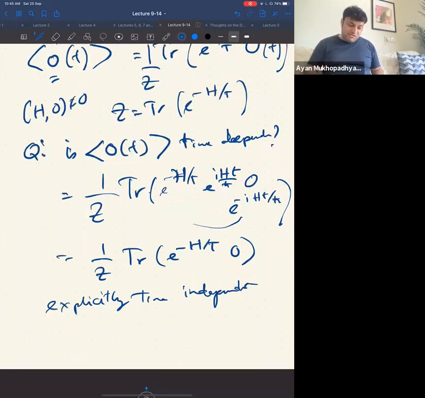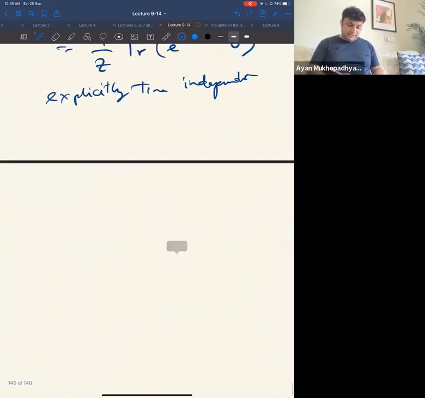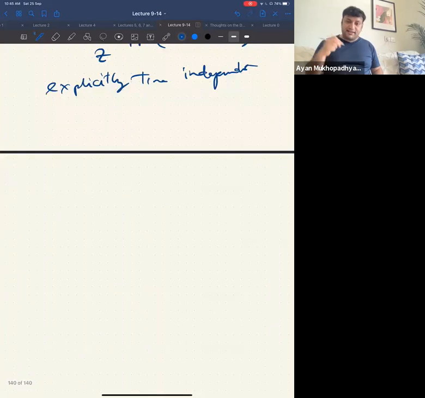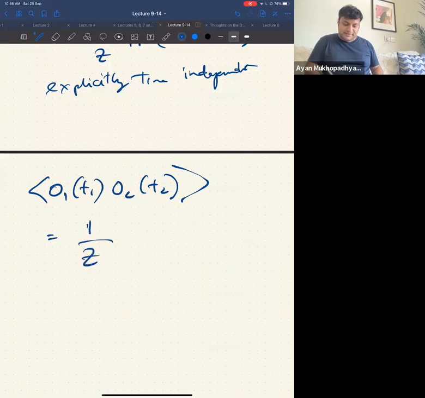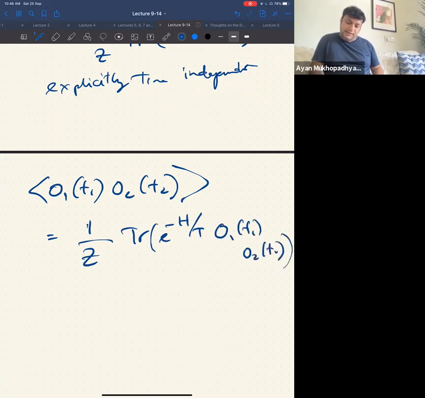Okay, all right. So now let us try to prove something similar. If I take a 2-point function, O1 at T1 and O2 at T2, it is already ordered this way, so I'm taking T1 greater than T2. By definition this would be 1 over Z times the trace of e to the power minus H by T, O1 of T1, O2 of T2, right?